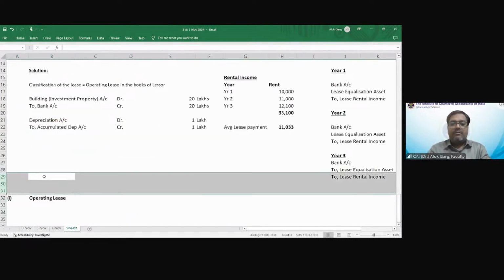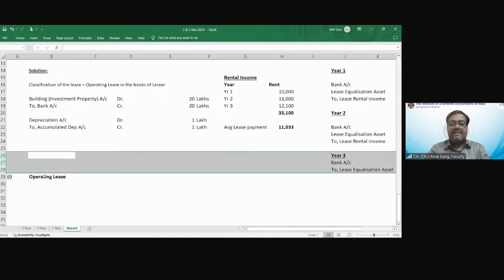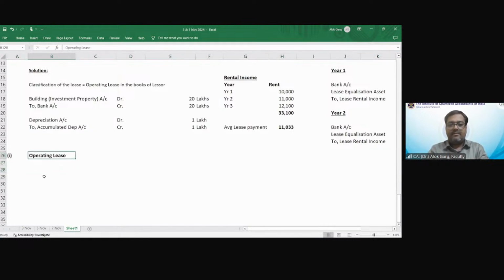Now let's discuss the concept of finance lease. Sir, but how will we see it from the point of view of the lessor, is reasonable certainty there? See, from the perspective of the lessor, the non-cancelable term you need to consider, right? Rent-free period you need to consider, right? Plus optional renewal period.